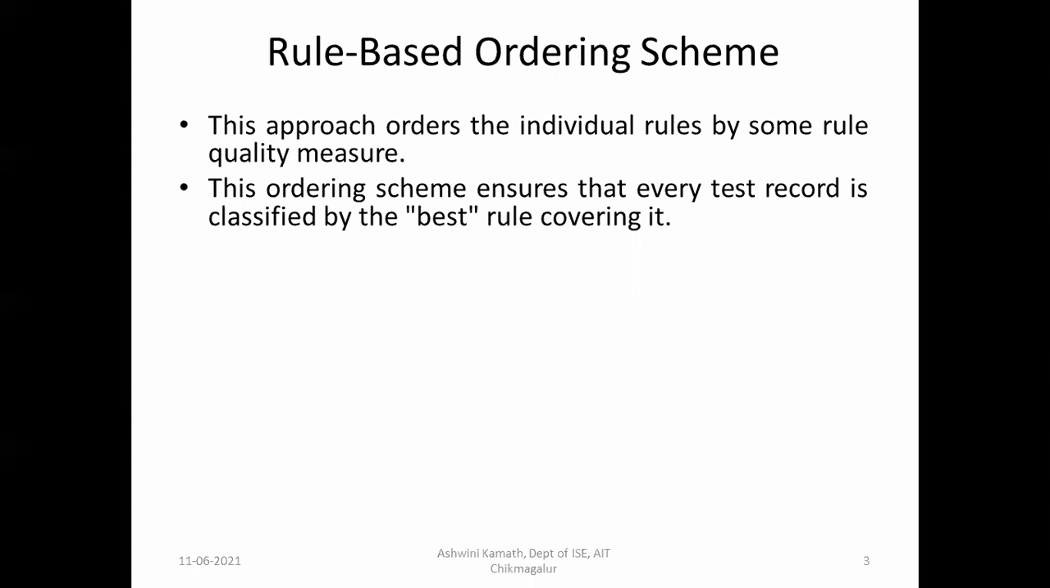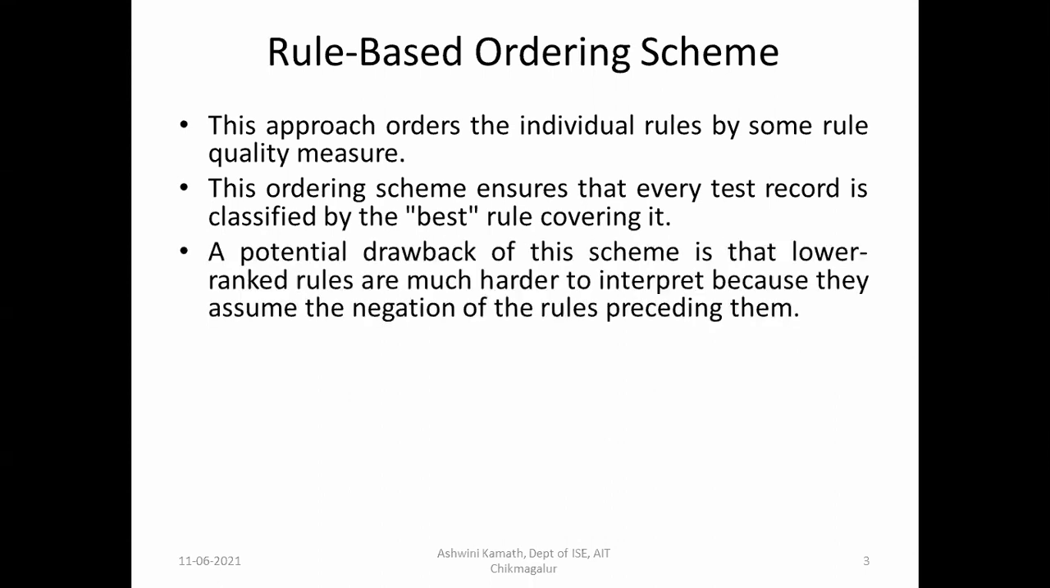This ordering scheme ensures that every test record is classified by the best rule covering it. So every test record will be checked against every example given in the data, and based on that, it should classify it as best. So it will create a rule like that. Then a potential drawback of this scheme is that lower ranked rules are much harder to interpret because they assume the negation of the rules preceding them.